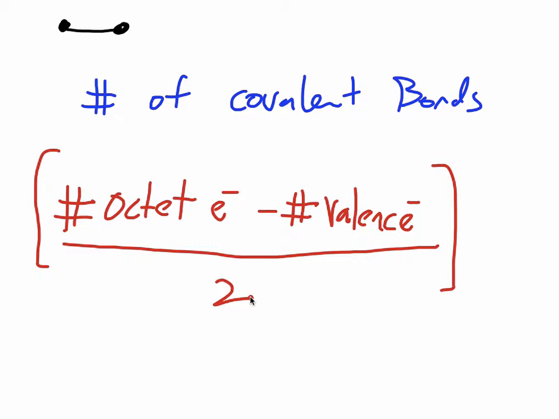We then simply go around and give everybody their bonds. Remember, though, that hydrogen is an exception. It only wants 2 electrons, or 1 bond. Boron is an exception. It only wants 6 electrons, or 3 bonds.